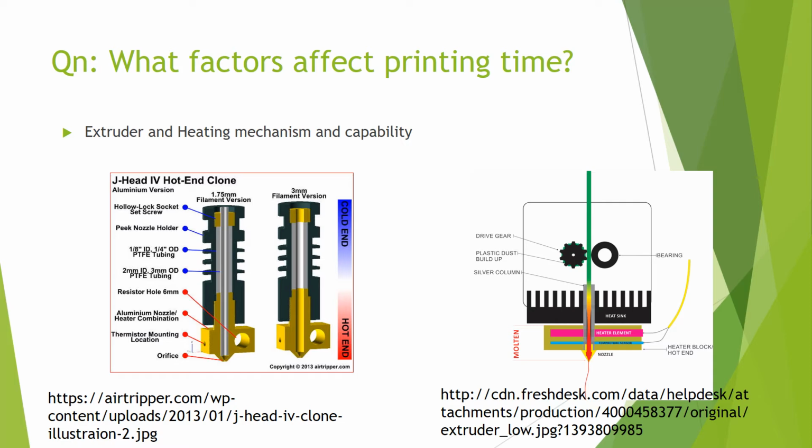Additionally, the filament gets pushed downwards and has to go through this heating mechanism. So if your heater is not hot enough, then you cannot extrude out the plastic properly. So your speed has to be just right so that, over the distance the filament moves from the drive gear to the nozzle, it is sufficiently melted to a state at which it can be extruded properly. So I think these factors in your extruder hot end would affect your printing time as well.